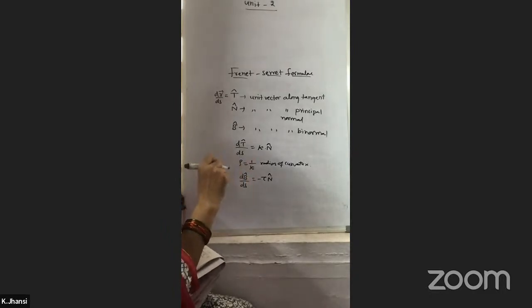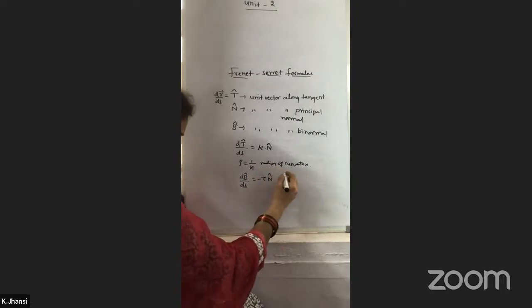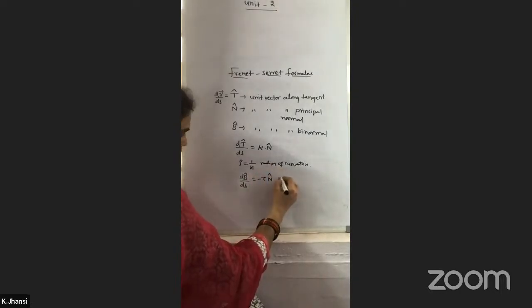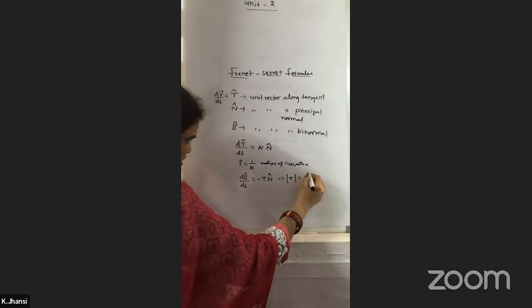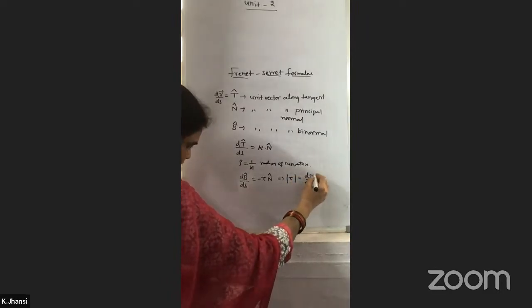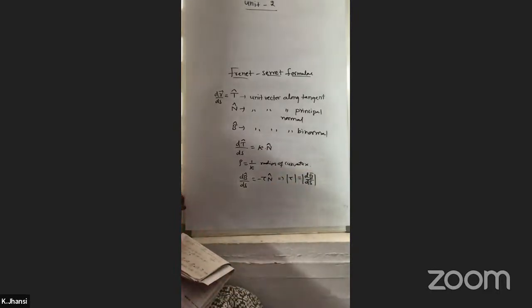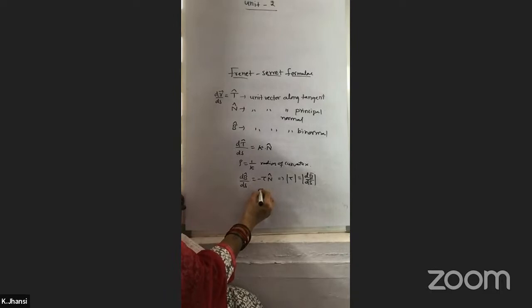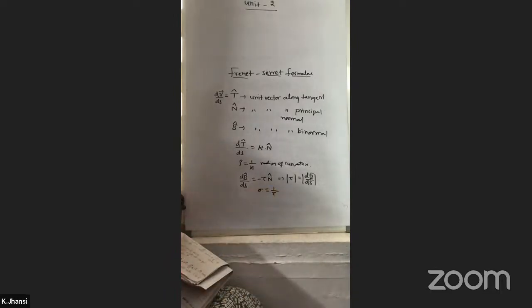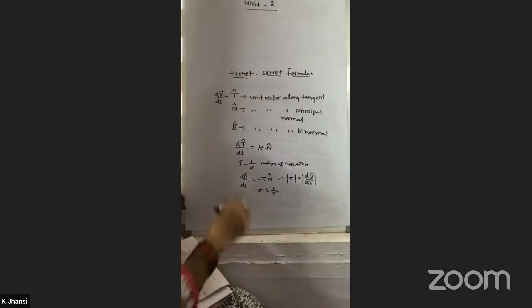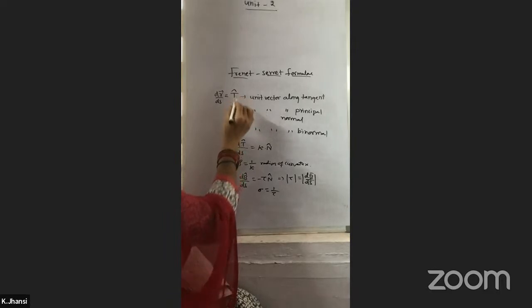dB by ds is equal to minus torsion into N. If mod is there, it means mod torsion is equal to the modulus of dB by ds. This is called the torsion, and here whatever the sigma value is, sigma is equal to 1 by torsion. This is also important. This is called the radius of torsion.